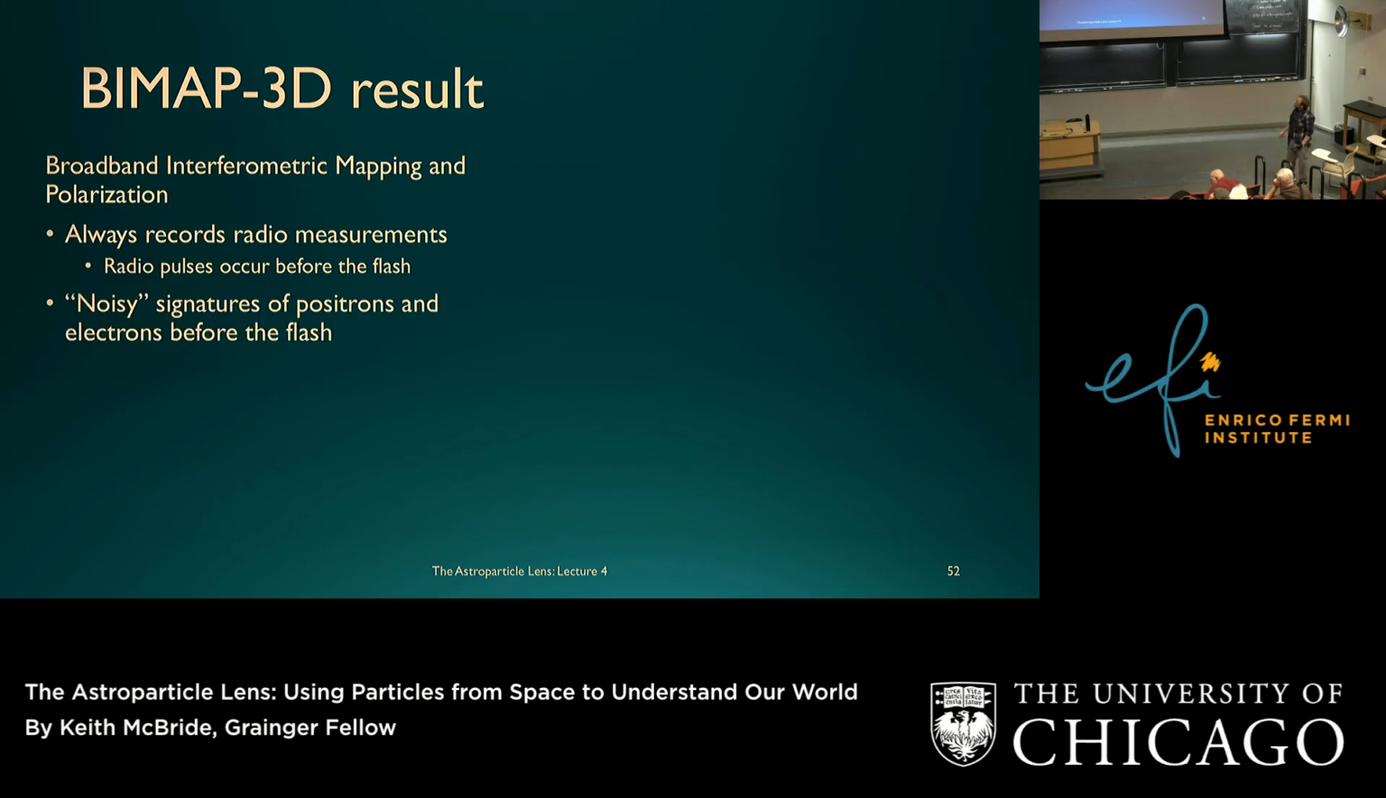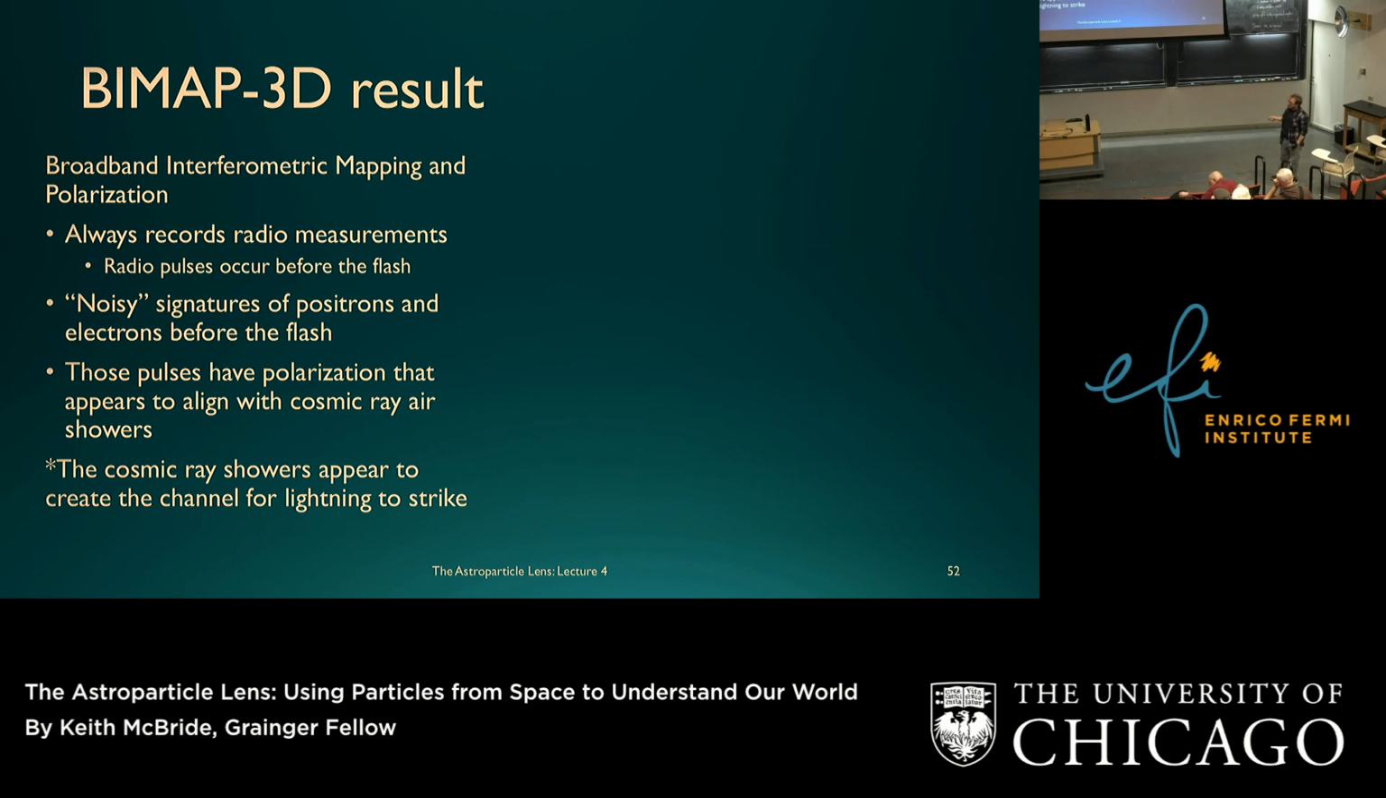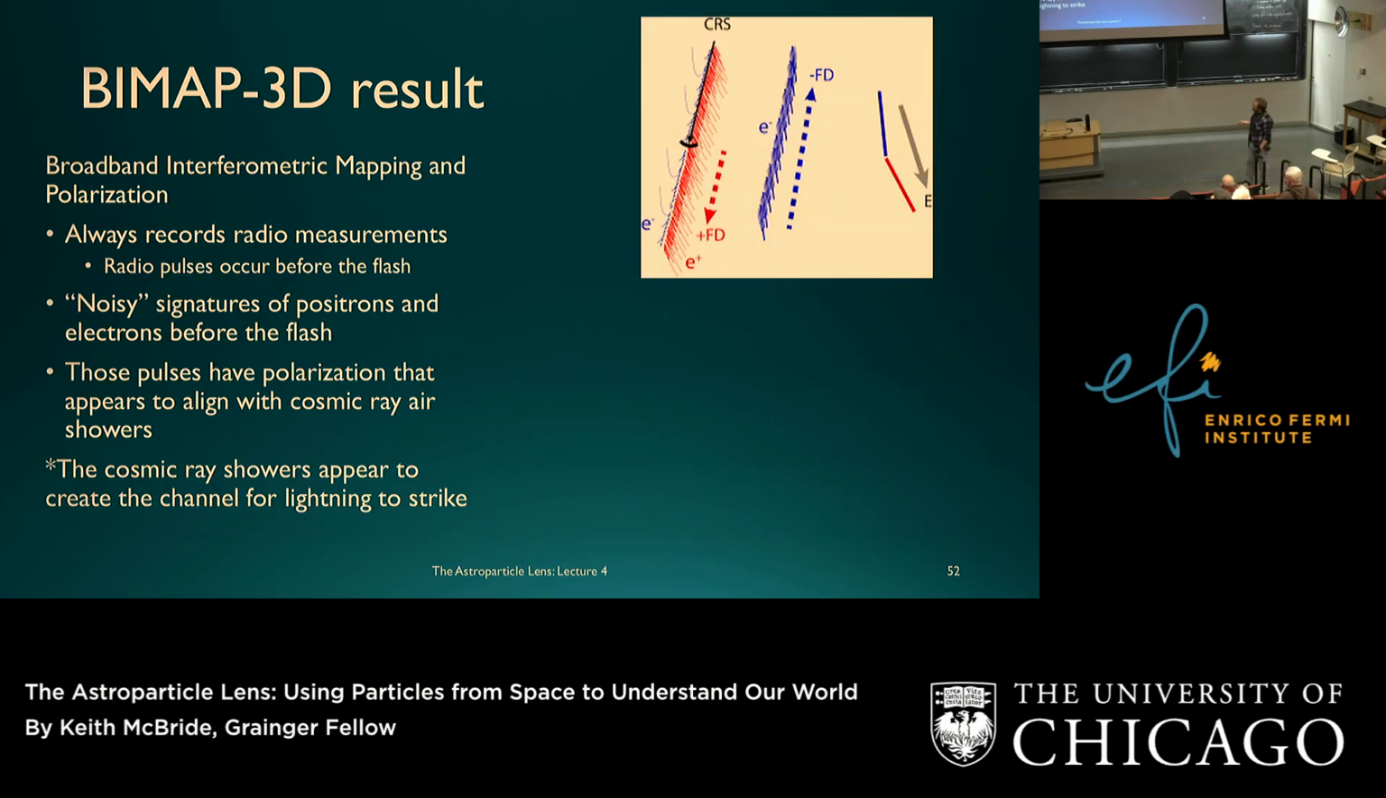And so they were able to see noisy signatures of positrons and electrons created in the thunderstorm just before the lightning flash. And they were able to calculate that the polarization to produce that kind of map aligns with a cosmic ray air shower and not the actual lightning propagation direction. It's really, really cool stuff.